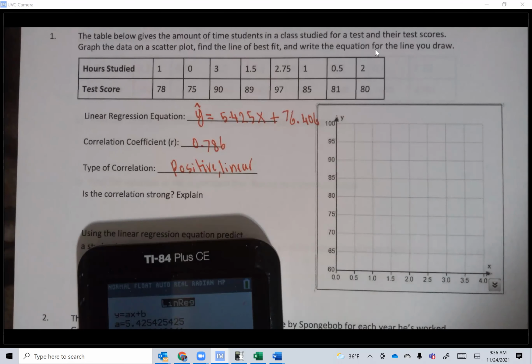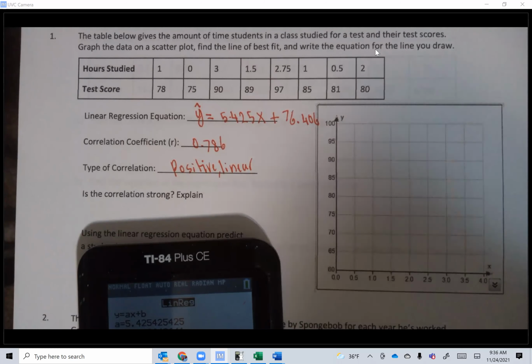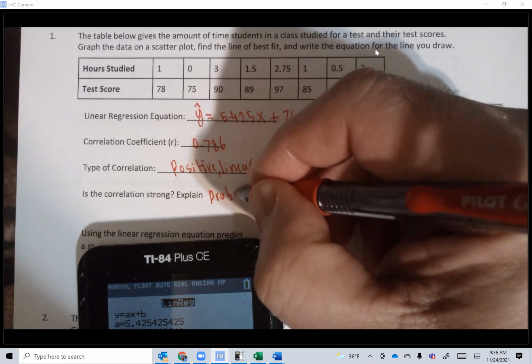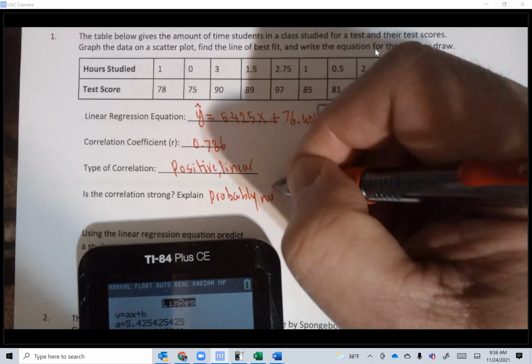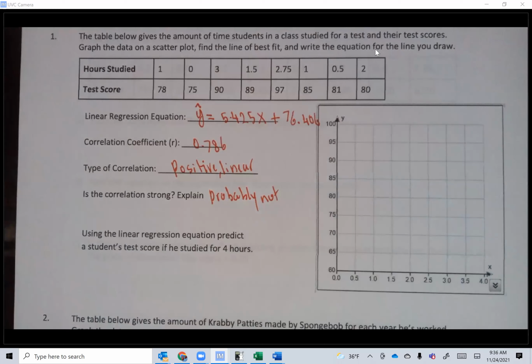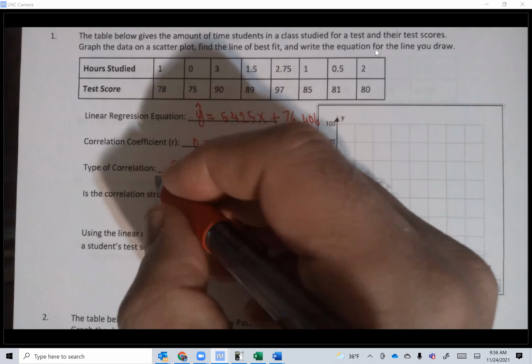Probably not very strong, because I told you when r is very close to 1 or very close to -1, we say it is a strong correlation. So I wouldn't say that this correlation is strong. It's 0.78. So probably not, because r is not very close to 1.